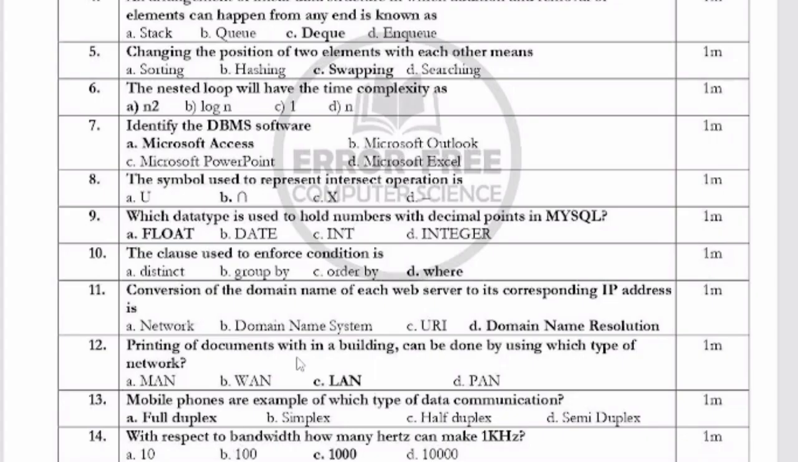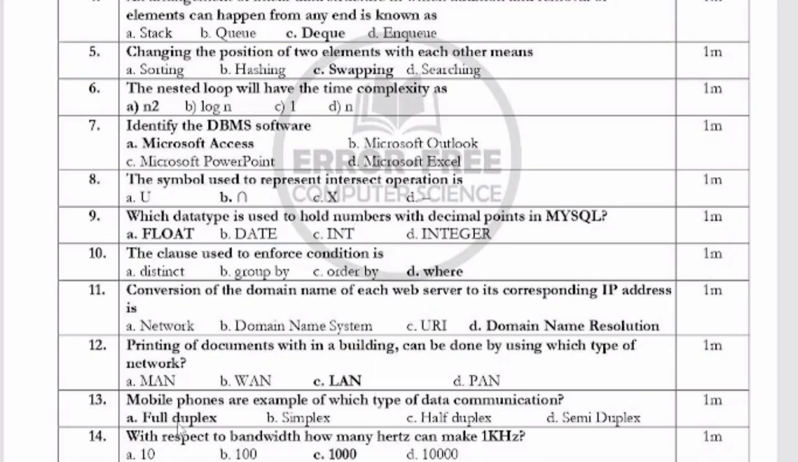11th one, students, conversion of a domain name of each web server to its corresponding IP address is domain name resolution. The answer is D. 12th one, printing of a document within a building can be done by using which type of network? See, in networks we have LAN, WAN, MAN, PAN, so many types of networks we have studied. Okay, within a building means definitely the answer is C, that is local area network. Let us come to the 13th one. Mobile phones are examples of which type of data communication?